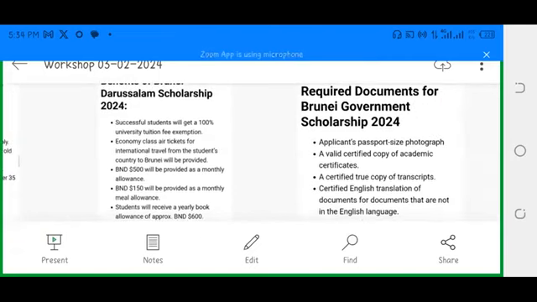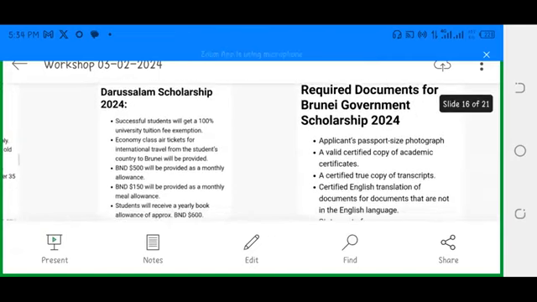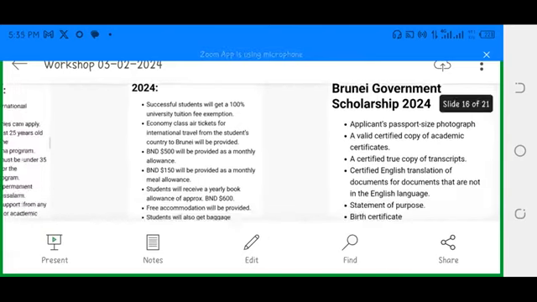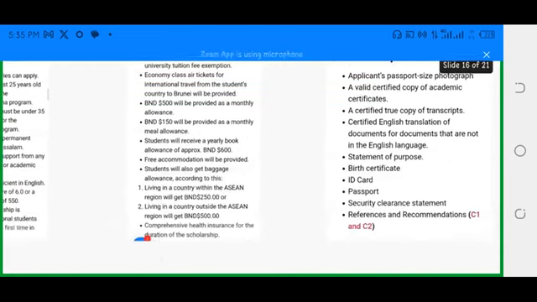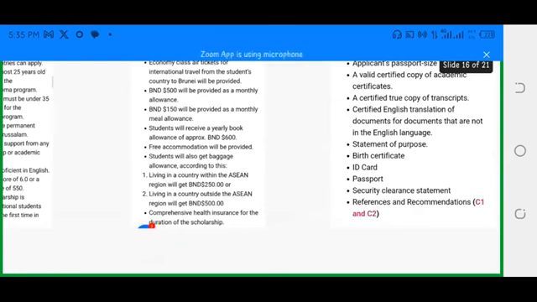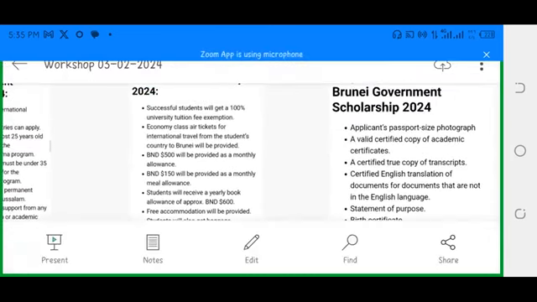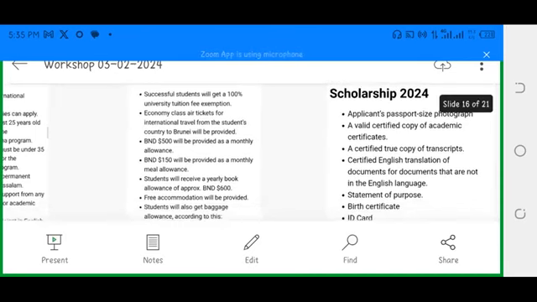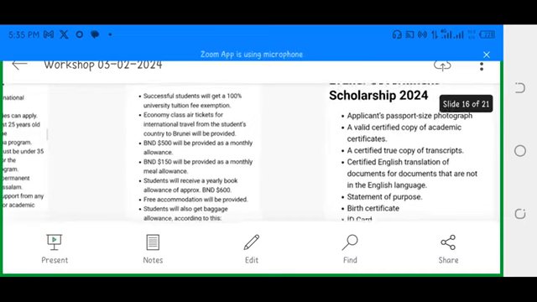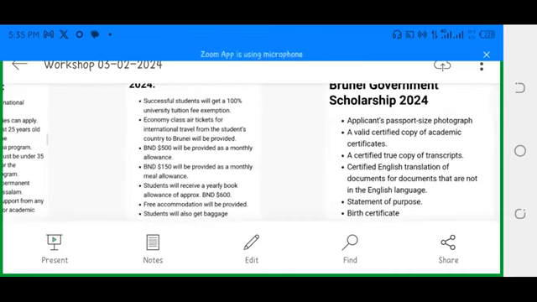And then the documents you require. The benefits: how does the Brunei dollar translate to normal dollar, and how is that translatable to naira? How much is it in naira? How much is somebody getting? Is this monthly or is it one time? No, it's monthly. They are going to give you this. They said it will be provided as a monthly allowance.